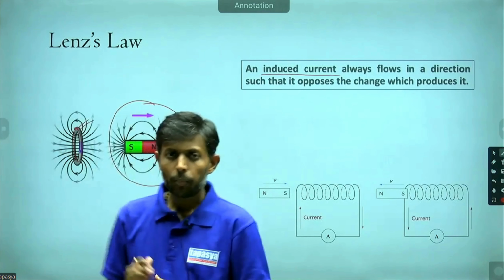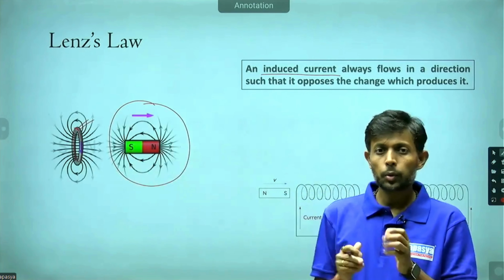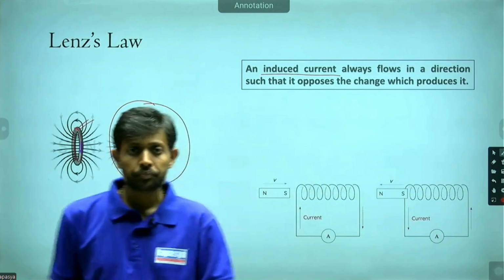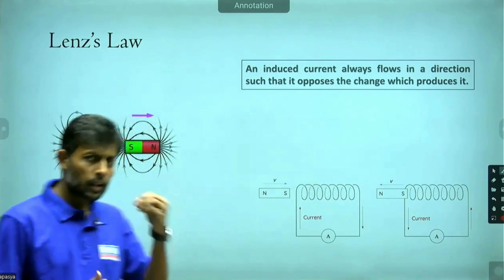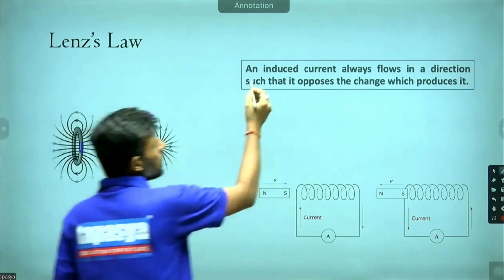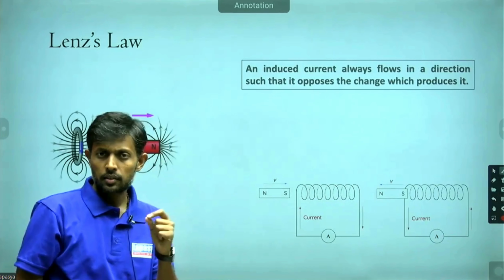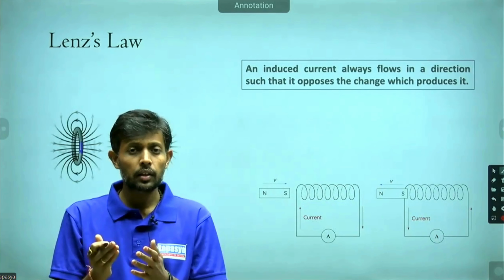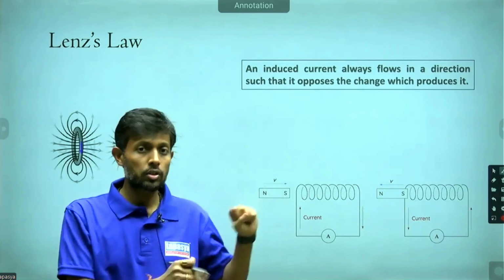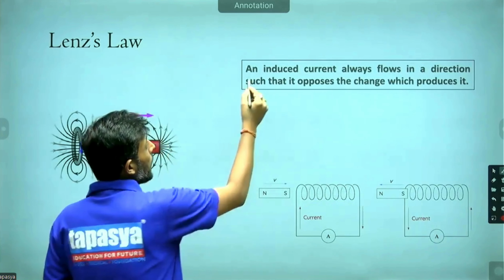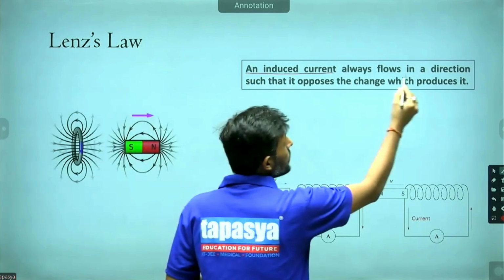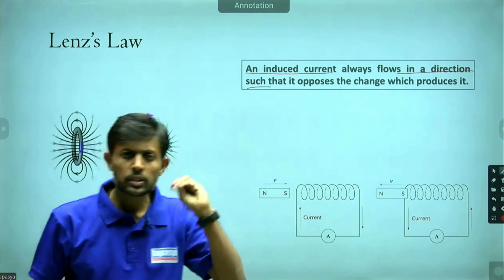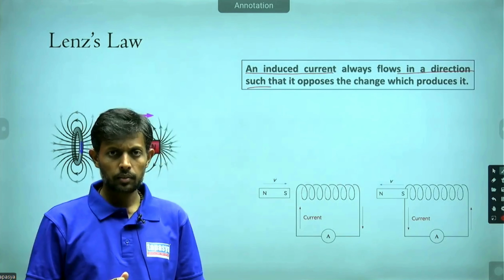So Lenz's law basically helps us predict what would be the direction of current. That's all. What does it say? Lenz's law says that the direction of the induced current would be such that the induced current's magnetic field will oppose its cause. In other words, an induced current always flows in a direction such that it opposes the change that produces it.